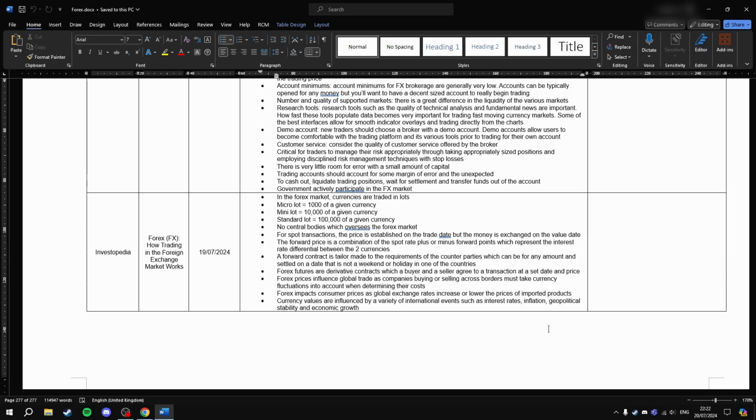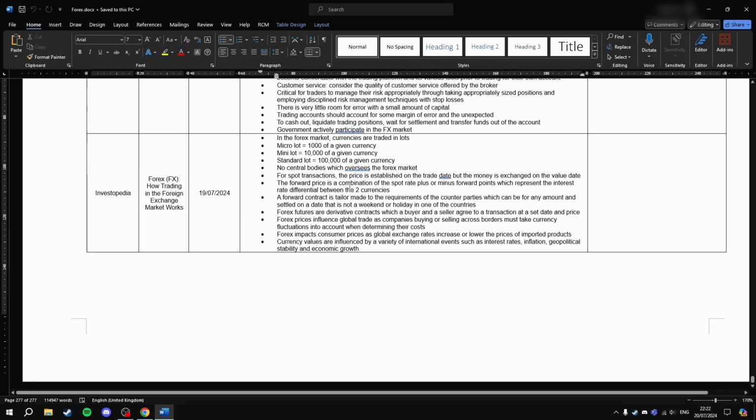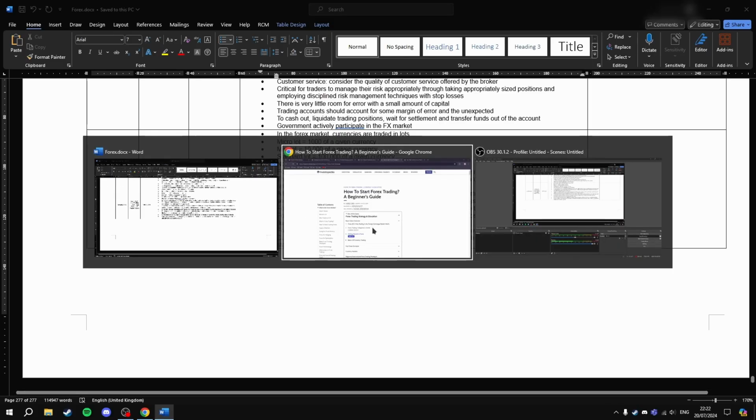Forex futures are derivative contracts in which a buyer and a seller agree to a transaction at a set date and price. Forex prices influence global trade, as companies buying or selling across borders must take currency fluctuations into account when determining their costs. Forex impacts consumer prices, as global exchange rates increase or lower the prices of imported products. Currency values are influenced by a variety of international events such as interest rates, inflation, geopolitical stability, and economic growth.